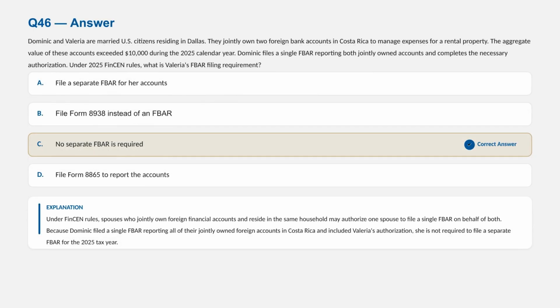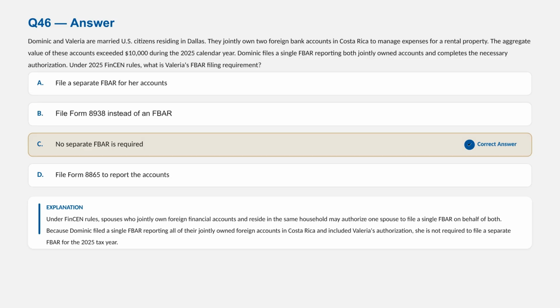The correct answer is C. No separate FBAR is required. Under FinCEN rules, spouses who jointly own foreign financial accounts and reside in the same household may authorize one spouse to file a single FBAR on behalf of both. Because Dominic filed a single FBAR reporting all of their jointly owned foreign accounts in Costa Rica and included Valeria's authorization, she is not required to file a separate FBAR for the 2025 tax year.